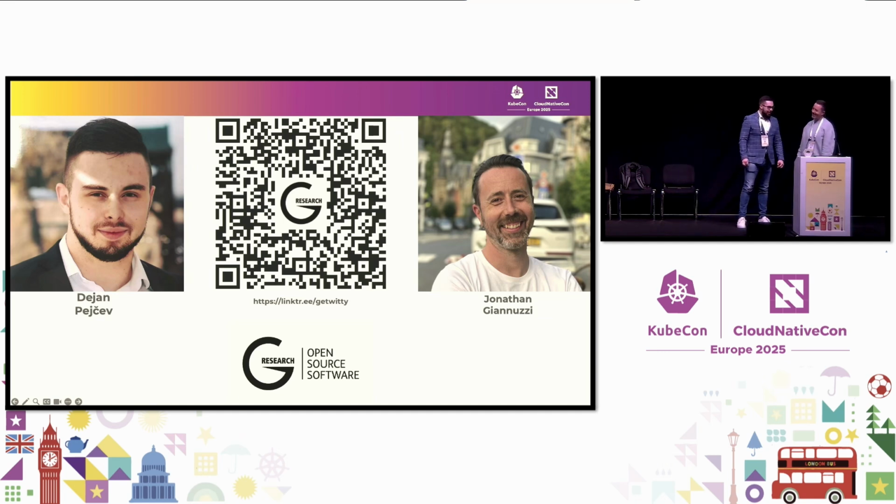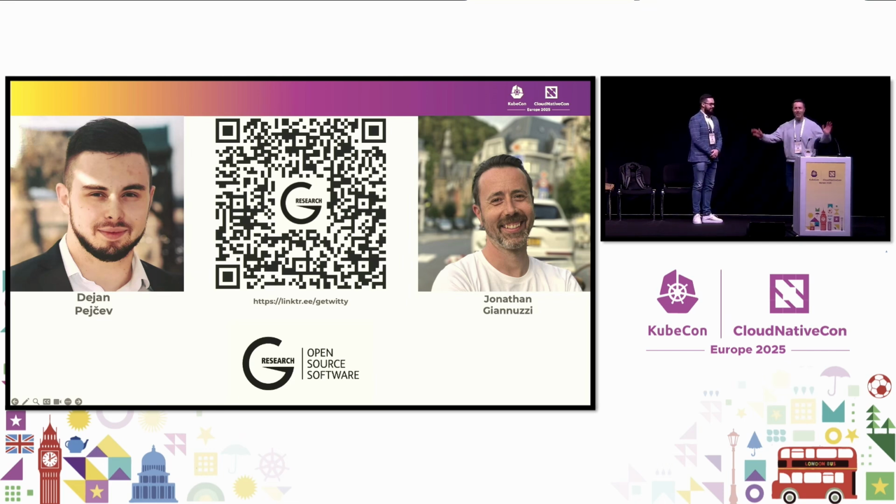Nice. So today, what we wanted to do is show you our journey where we wanted to apply the component model to the Kubernetes scheduler. So my name is Dejan Pejchev. I'm an open source engineer with the G Research open source team. Together with my colleague, we'll try to walk you through our journey, through the road bumps we encountered. So Jonathan, if you may.